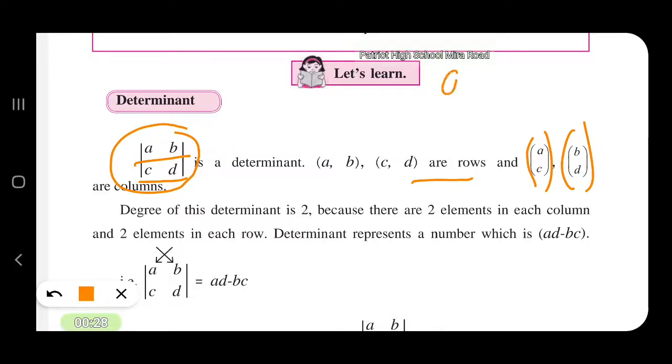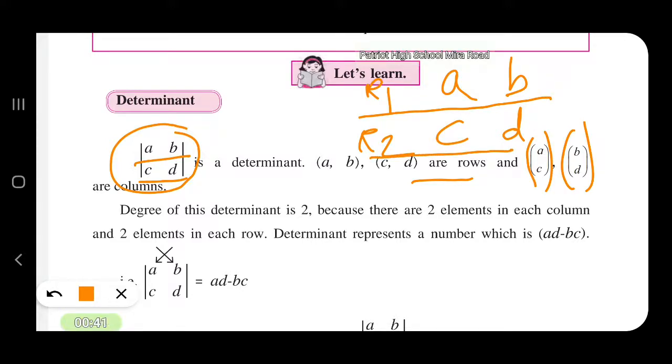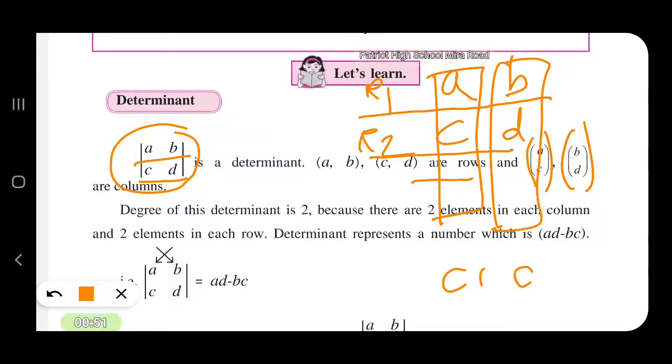Suppose A, B, C, D. Rows: row 1, row 2. The elements of row 1 are A and B. The elements of row 2 are C and D. But what about the columns? A and C belong to the first column, column 1. B and D belong to the second column, column 2.